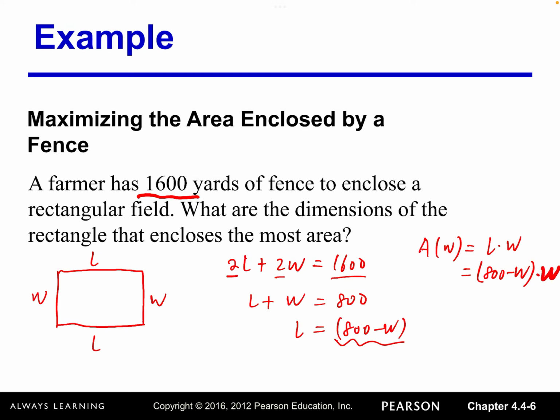Times another W, so we get a quadratic function, negative W squared, that's this term, plus 800W. Okay, distributive property. I just switched the order of the two terms in order to write the quadratic function in standard form. So in this quadratic function, we can easily identify a equals negative 1, b equals 800, c equals 0, right?